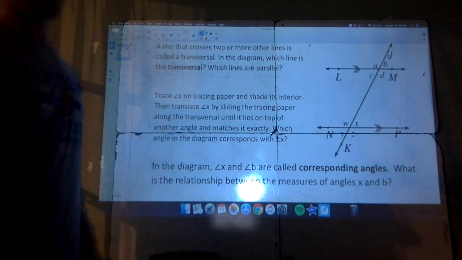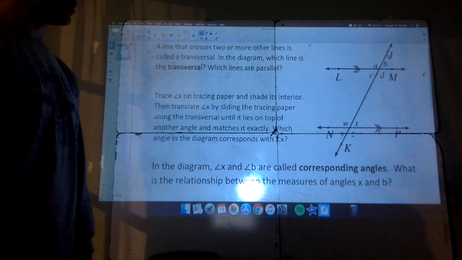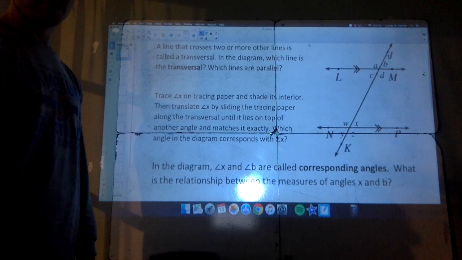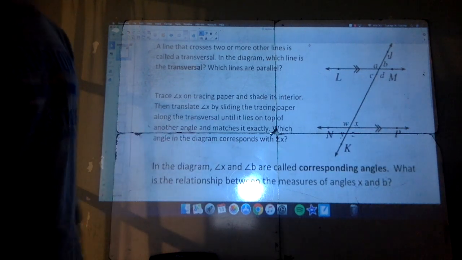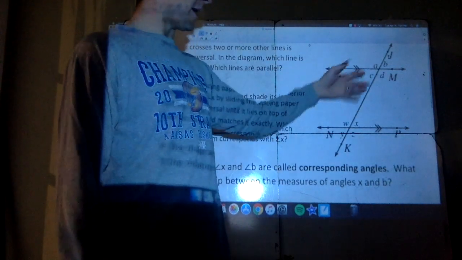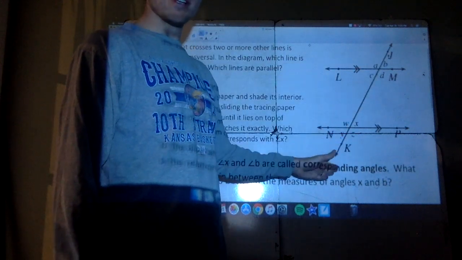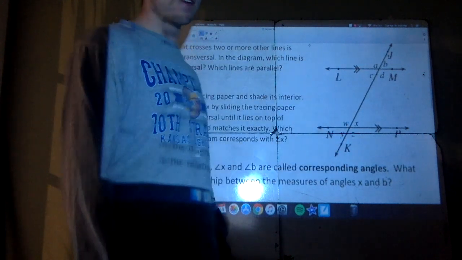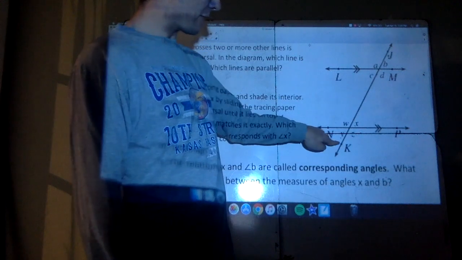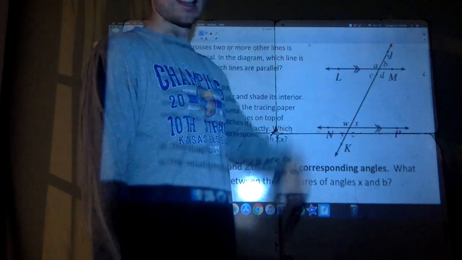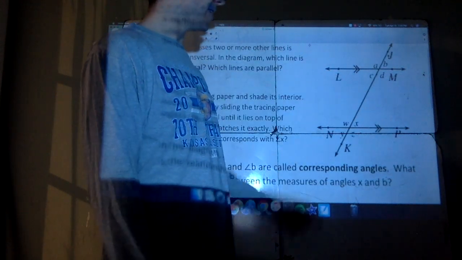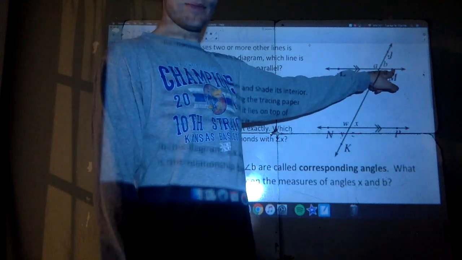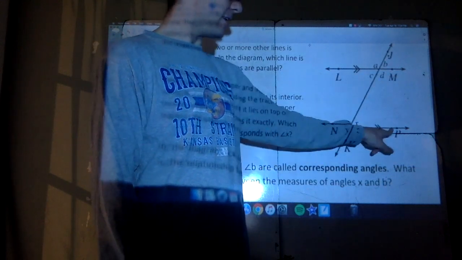In this diagram at right, which line is a transversal and which lines are parallel? So we have to name the lines. We can see we have two parallel lines here, and this one crosses, it transverses the other two. To name it, we're going to name it KJ. Line KJ is the transversal, and line LM is parallel to line NP.